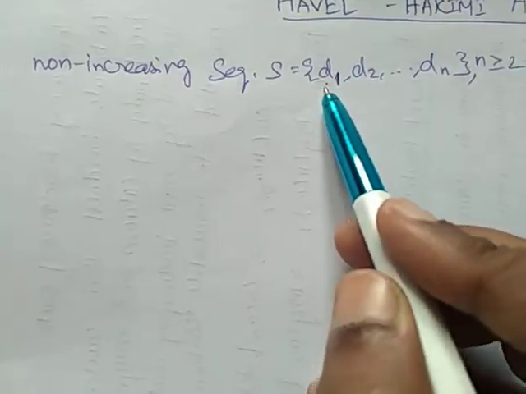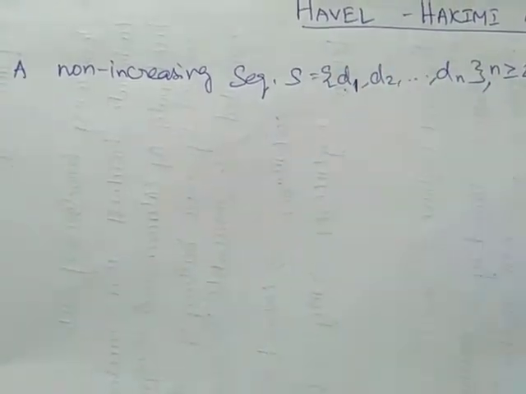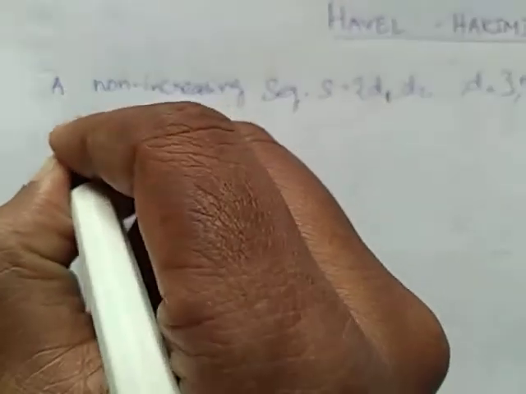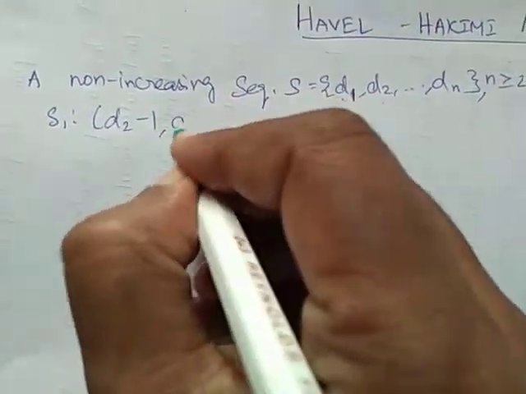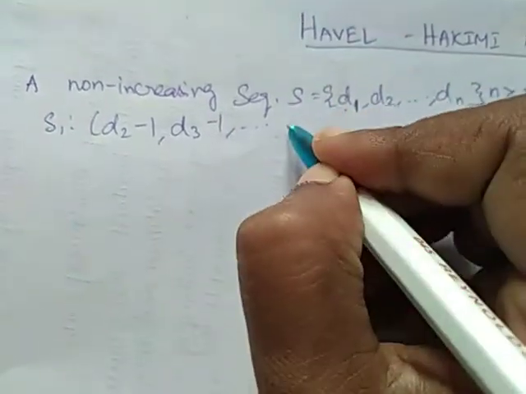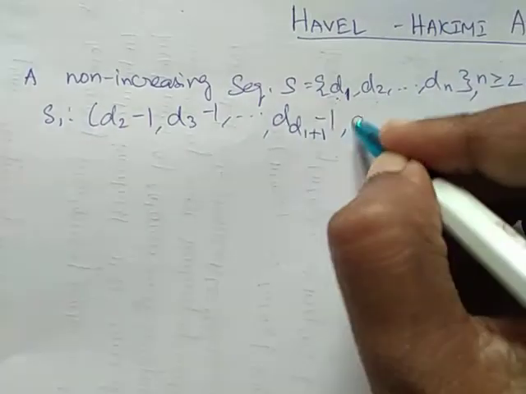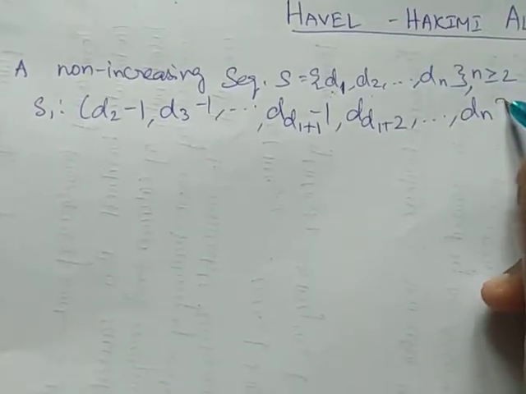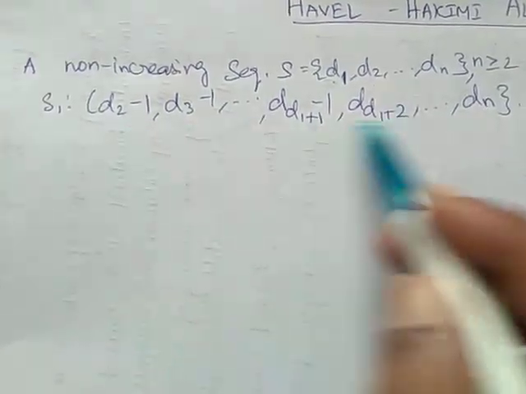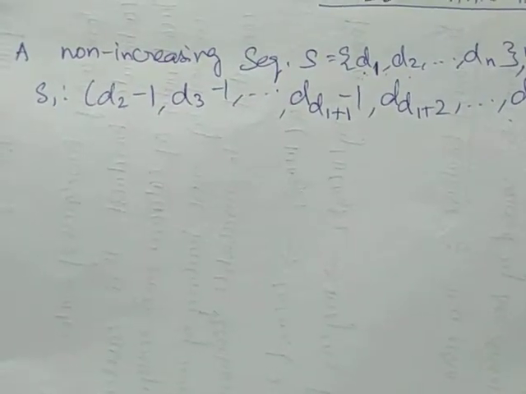So whenever D1 is greater than or equal to 1, this sequence S is said to be graphical if and only if S1, such that D2 minus 1, D2 meaning the second degree, D2 minus 1, D3 minus 1, etc., D of D1 plus 1 minus 1, D of D1 plus 2, etc., Dn is also graphical. If this sequence is graphical, then S is also graphical. This is what we are going to prove.